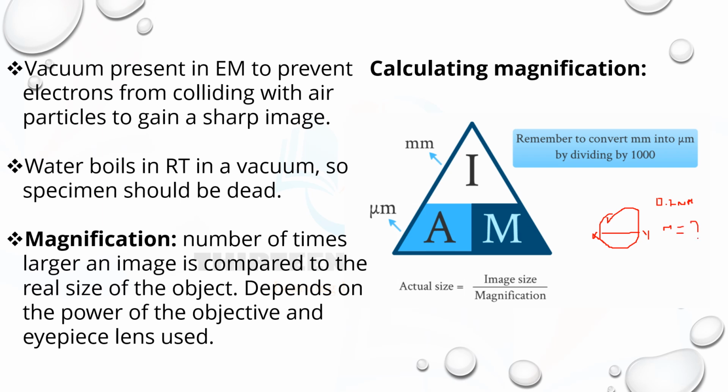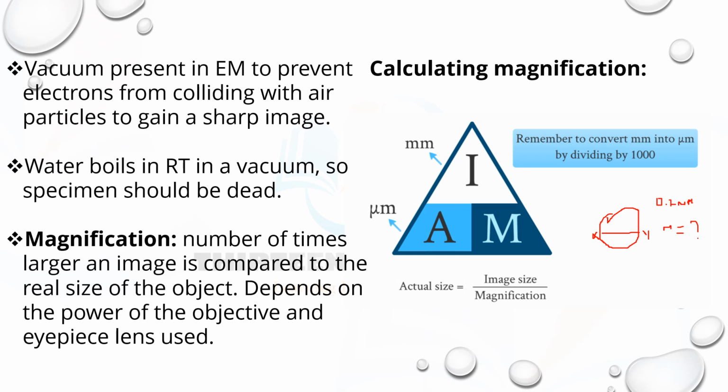So what do you do first? What you do first is go to the image. This is the image. Use your ruler and measure from here to here. Whatever you have measured, convert it to micrometers. For example, if you measured it in millimeters, to move from millimeters to micrometers, you multiply by 1000. So measure first in millimeters, multiply by 1000 to convert to micrometers, and that becomes your image size. Then divide it by the actual.